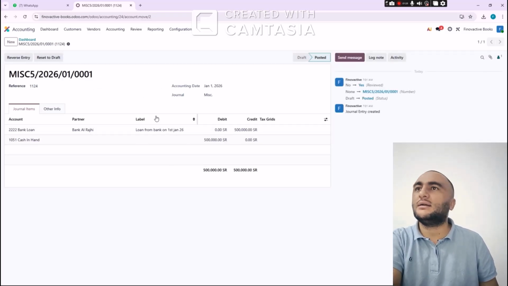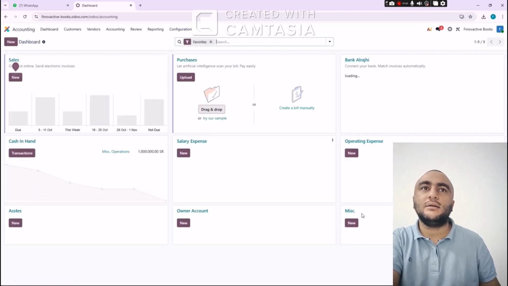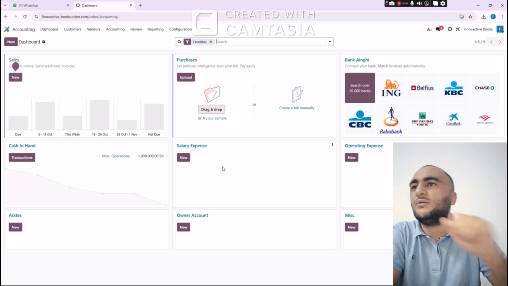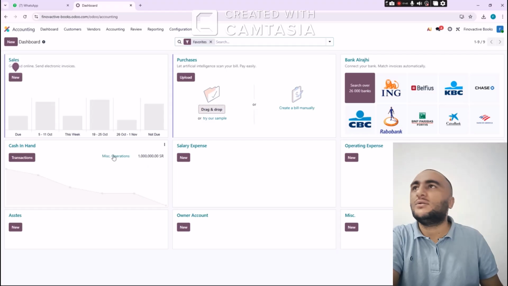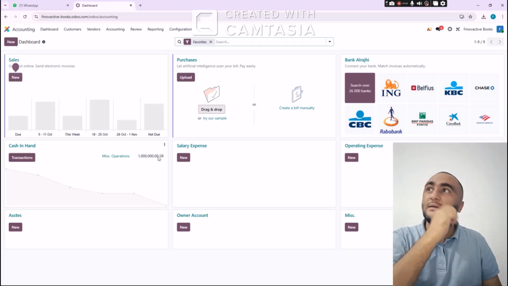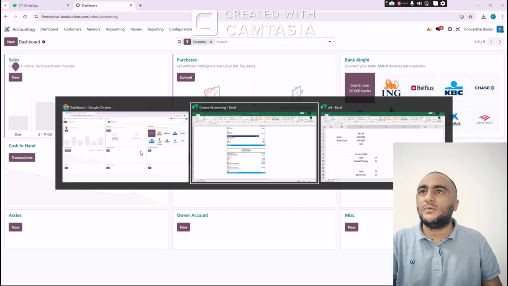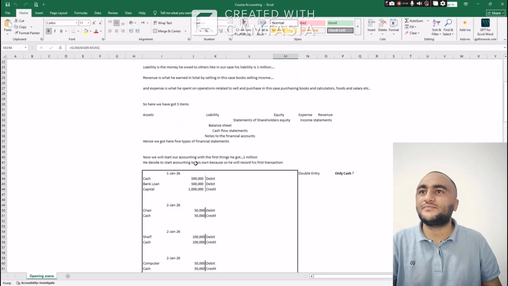This way our two entries, capital amount of 1 million, are posted here. 500 came from the owner, 500 from the bank, and 1 million in cash. Now we have 1 million in cash in hand. You can see here in the balance we have 1 million cash. Now let's go to our other entries, which I will show you here one by one, what we have done in Excel. We will repeat the same here.